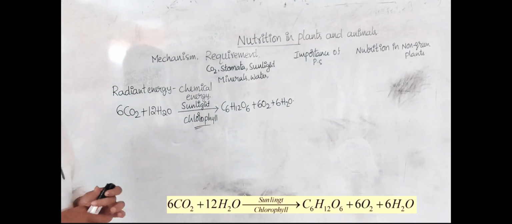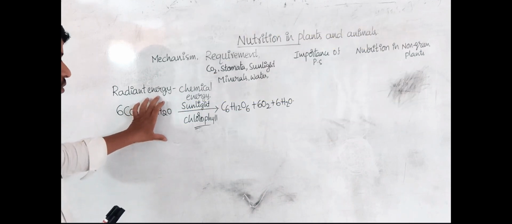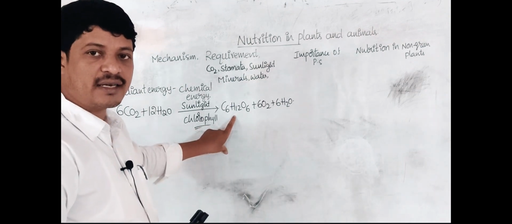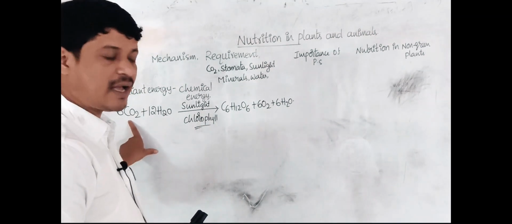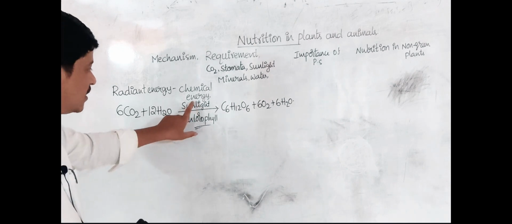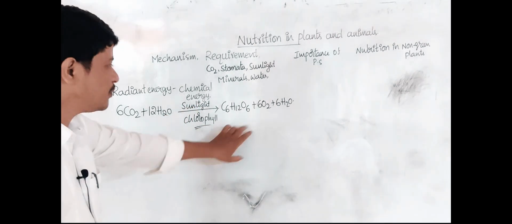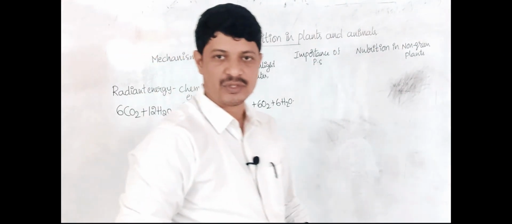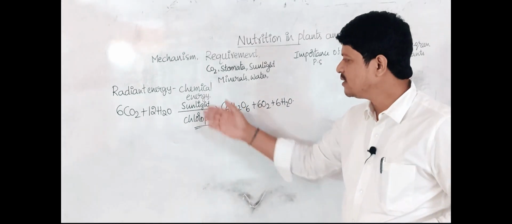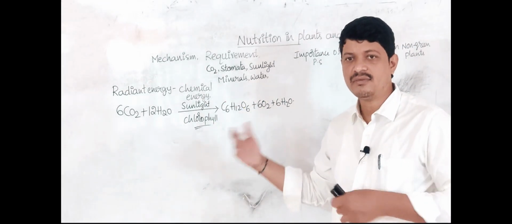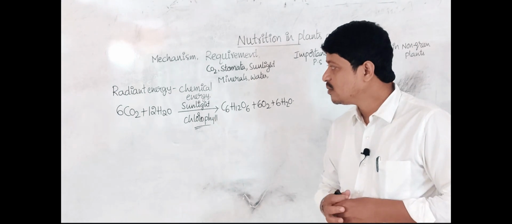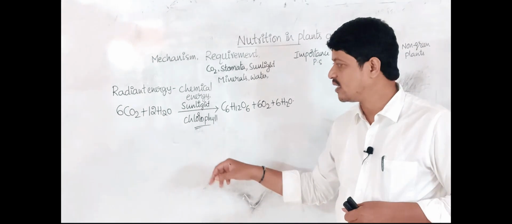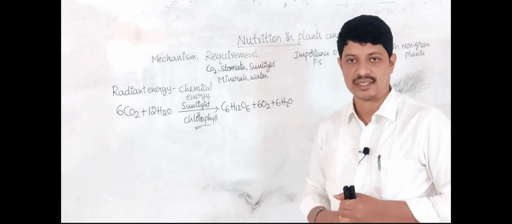So photosynthesis is a photochemical reaction where carbohydrates are formed from carbon dioxide and water in the presence of sunlight in chlorophyll. In this process, oxygen is evolved from the plants. Now the mechanism means, by using this equation, we will explain things. In this mechanism, the raw materials used for photosynthesis are carbon dioxide and water.